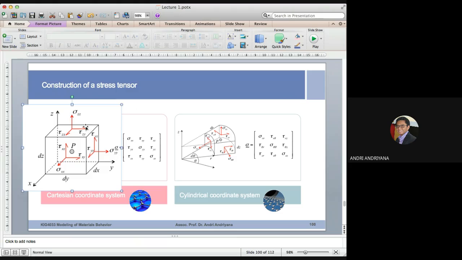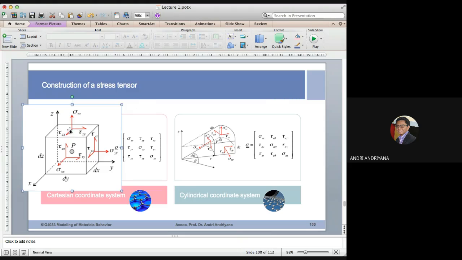Can I change it to yz? Yes, you can, because it is symmetrical. So if, for instance, tau zy is equal to 5 megapascal, then the 5 megapascal, you need to put here and here. Remember, the shear stress is symmetrical. Okay.